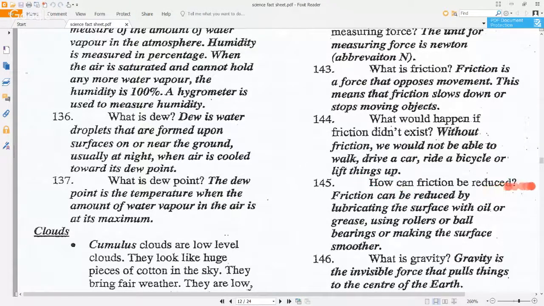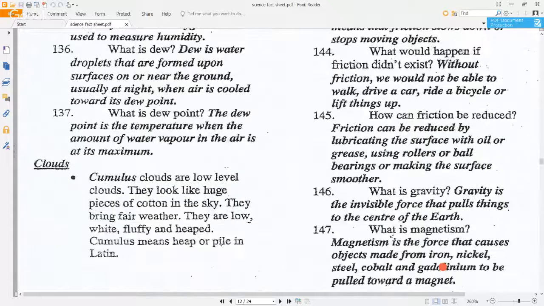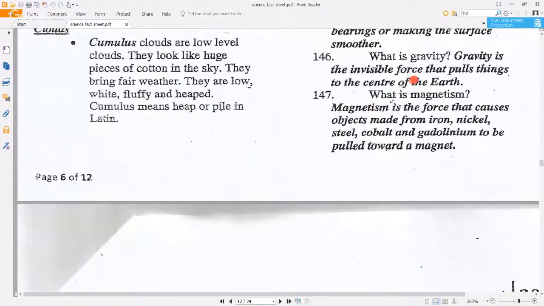How can friction be reduced? Well, friction can be reduced by lubricating the surface with oil or grease, using rollers or ball bearings, or making the surface smoother. What is gravity? Well, gravity is the invisible force that pulls things to the center of the earth.